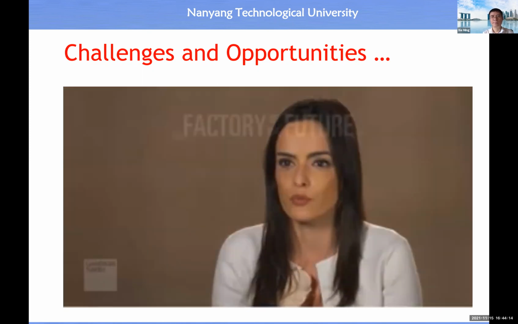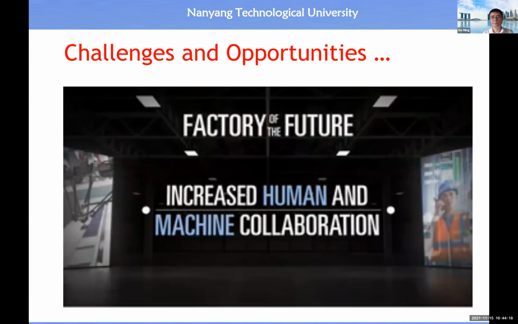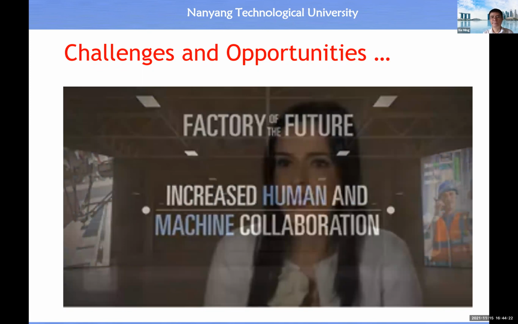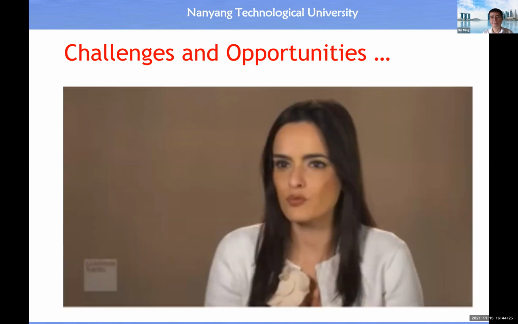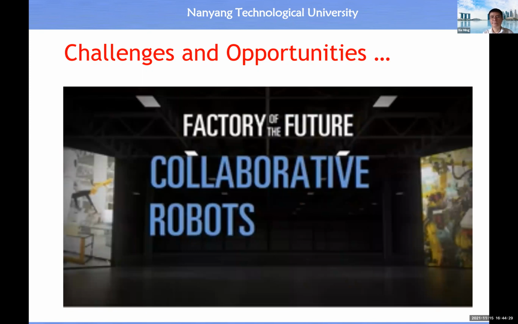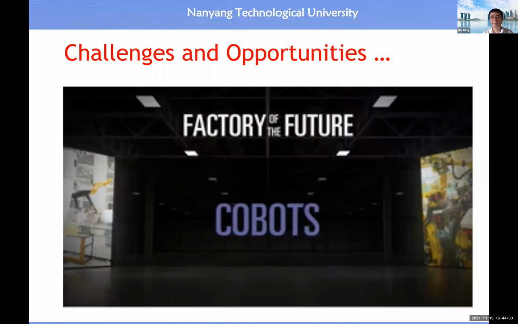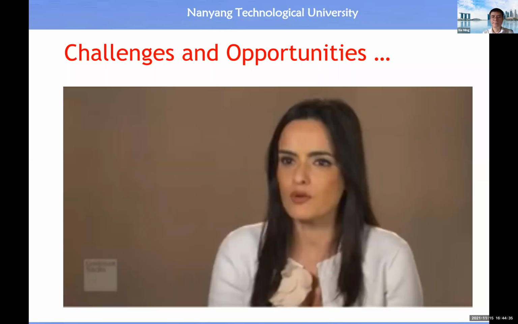The second key characteristic of the factory of the future is the fact that it allows more human to machine collaboration. So for example, today industrial robots work completely separate from human operators. With collaborative robots, commonly known as cobots, you will be able to allow the operator to work alongside the robot and each other to adapt these tasks accordingly.